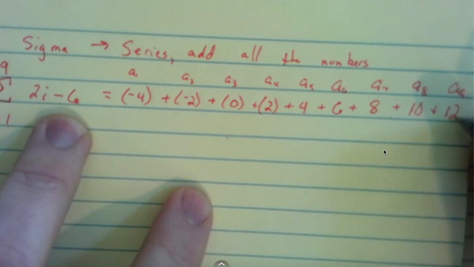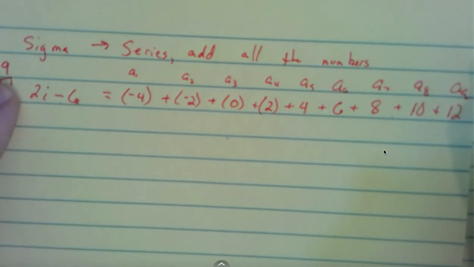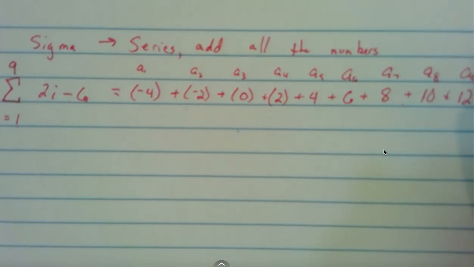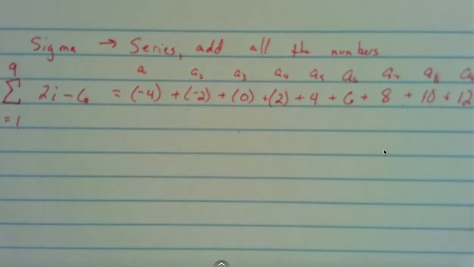Now I stopped at a sub 9 right here because my top number over here was 9. So that's how I knew to stop there. And now I can just add these all together. But you can see that this was painstaking. This was absolutely awful. Nobody wanted to do this.